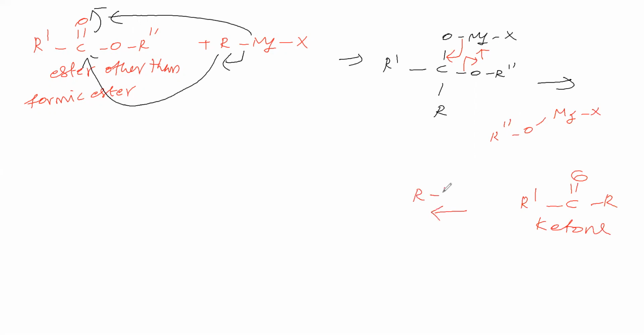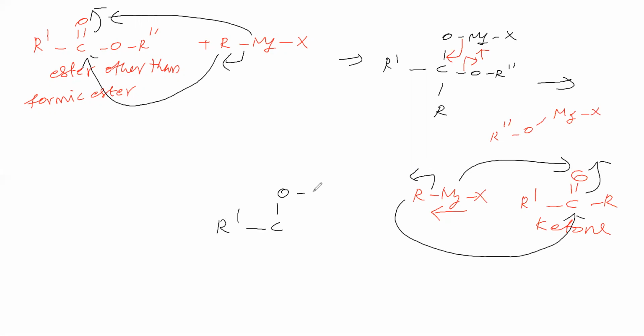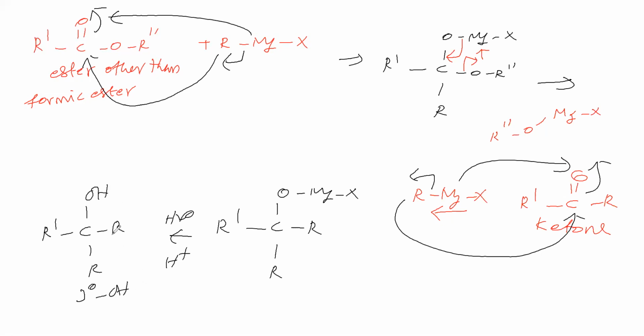Then Grignard reagent attacks this ketone. This bond is migrating here, and this R minus is attacking here. This bond migrates to oxygen, and magnesium is attacking. So you will get R dash C O MgX, with R here and R here. This undergoes hydrolysis in the presence of acid. Therefore, we get R dash C R R OH, a tertiary alcohol. So an ester other than formic ester gives a tertiary alcohol. Here, two R groups are introduced to this carbon from Grignard reagent.